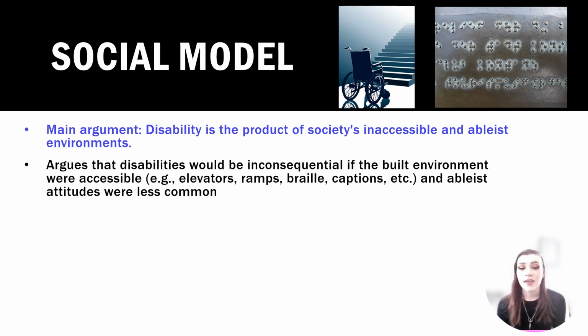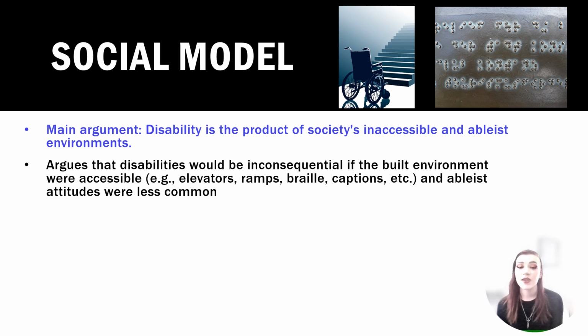The idea here is that disabilities could be completely inconsequential if the built environment, right, the world that we build, the buildings that we make, the technology that we create, were all accessible. If there were not just stairs, but also elevators and ramps everywhere that we went. If there was Braille on every door sign, every restaurant menu, if there were closed captions on every kind of screening, like a public broadcast or every TV show. If all of these things were accessible, that would make a huge difference for the disabled community.